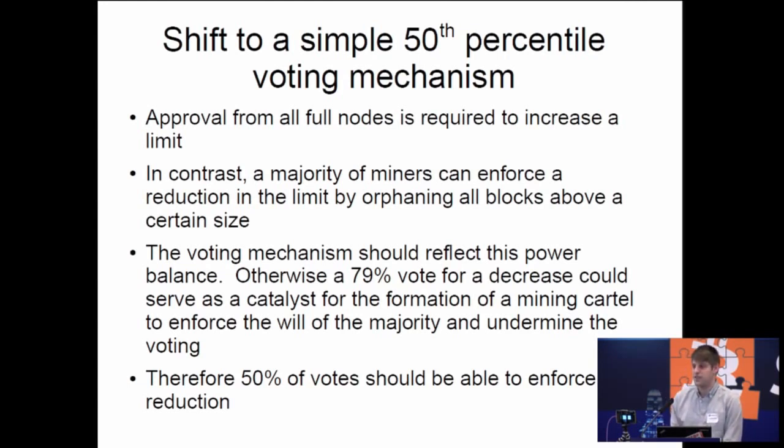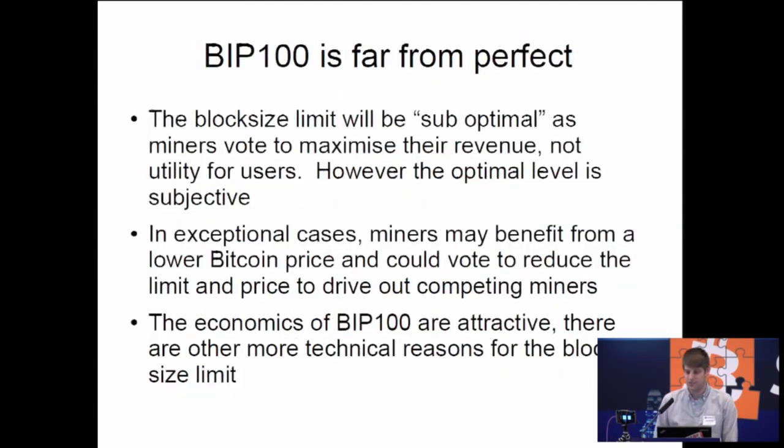If 79% of miners have the power to reduce the limit, they could just ignore the voting procedure, so there's a risk that the voting could be undermined. So I think that any of these voting processes should always bear in mind how the actuality works and allow 50% of miners to insert their will and reduce the limit if they want.